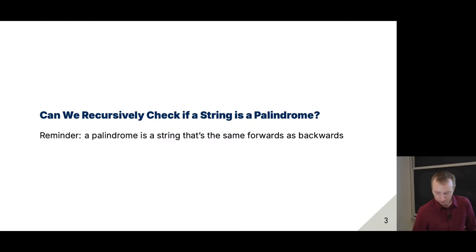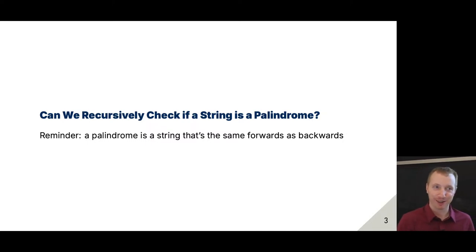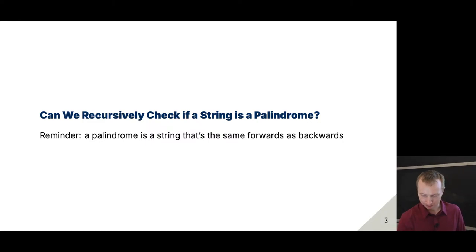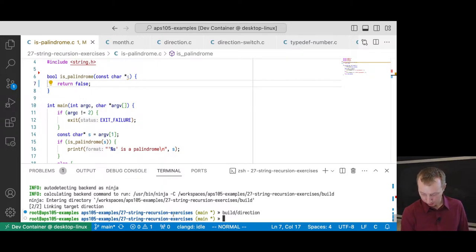So we can do some more practice. Can we recursively check if a string is a palindrome? A palindrome is just a string that's the same forwards as it is backwards, like racecar, like mom, like dad, wow is a good one. I don't know really any other ones. So let's go ahead and try to come up with a solution for it.